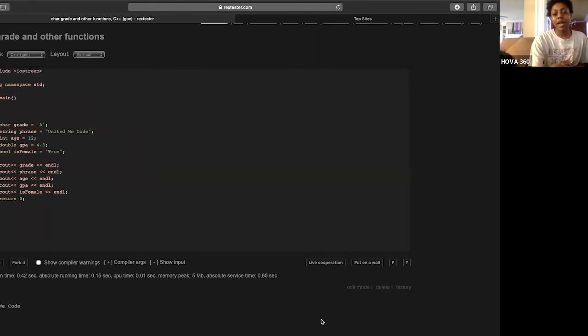Pretty straightforward. Everybody did a really good job again. They're doing so well in learning their C++ programming, and I'm so excited to see the continual growth.